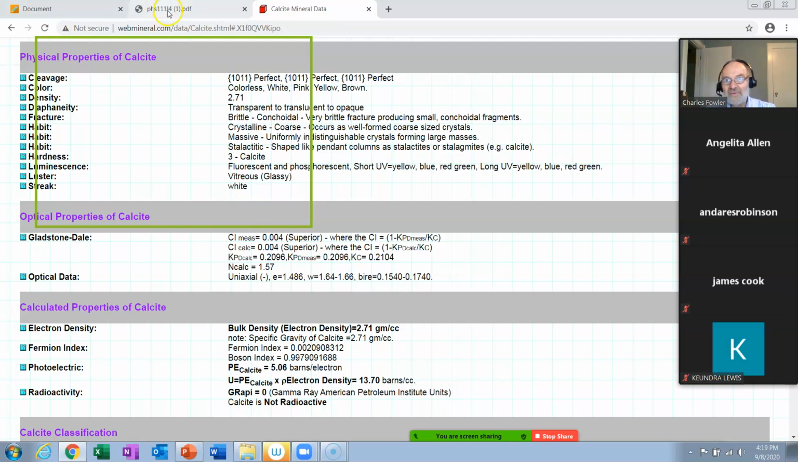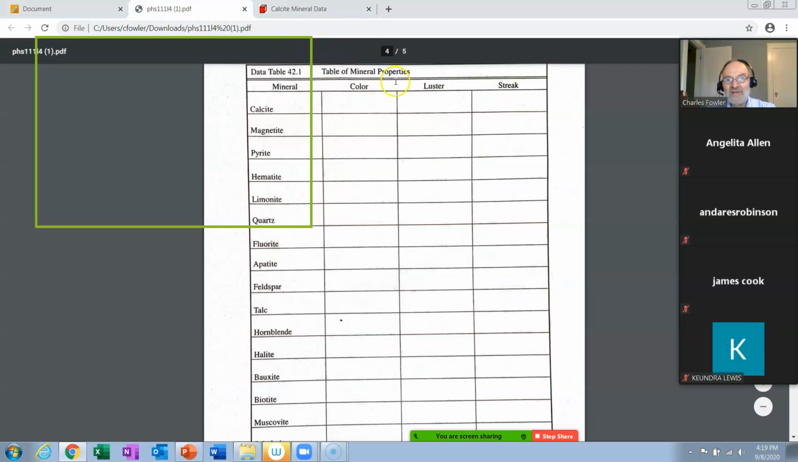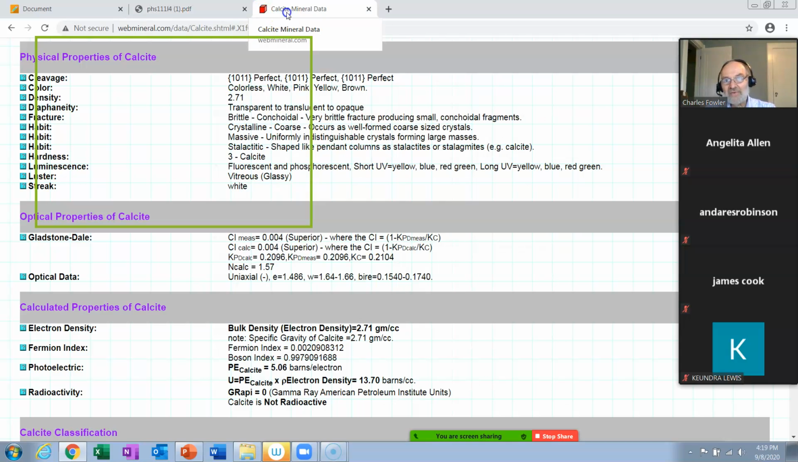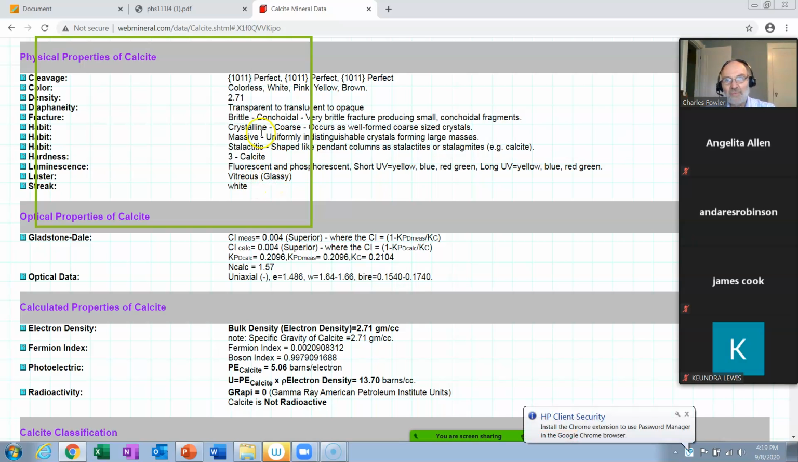Let's go back to this. The second one said luster. So it's not in the same order they were talking about before, but it's there. Let's go back here to calcite mineral data. There's luster down here. Vitreous or glassy. You can put down both words or just one, it doesn't matter. You see how you extract the information you need here.